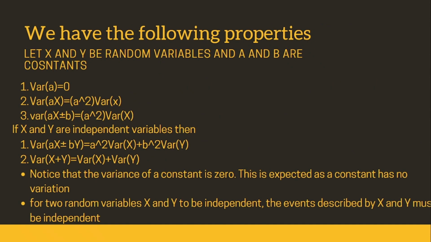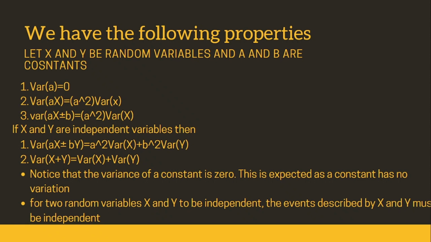In general, for discrete random variables, we have the following properties. The variance of a constant is, well, a constant, so it's 0. When a constant affects the variable, as in aX, you end up getting a squared times the variance of x. In the case of variance of x plus or minus b, the constant doesn't add to the spread at all, which is why it can be ignored, and it's basically the same as the variance of x itself. Then if x and y are independent variables, the variance of aX plus or minus bY is a squared variance of x plus b squared variance of y.